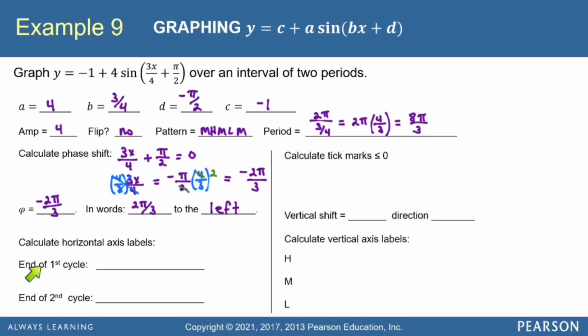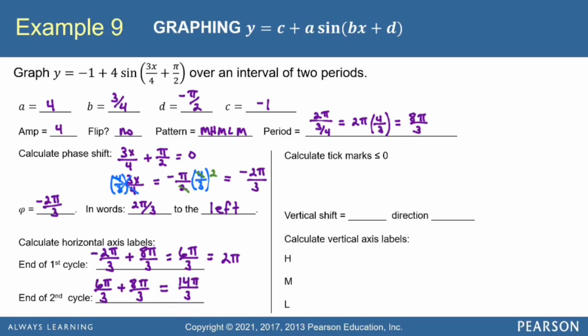Now let's calculate the labels that go at the end of each cycle. Okay, so starting point, which is negative 2 pi over 3 for the first cycle, plus period, which is 8 pi over 3, gives us a total of 6 pi over 3, which we know will reduce to 2 pi. But for purposes of calculating the end of the second cycle, I'm going to leave it unsimplified because I know I'm going to have that common denominator. So for the end of the second cycle, starting point, which is 6 pi over 3, plus period, which is 8 pi over 3, equals 14 pi over 3, and that will be the label that goes at the end of the second cycle.